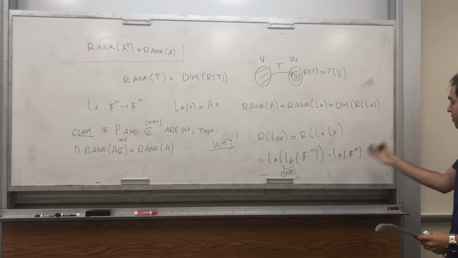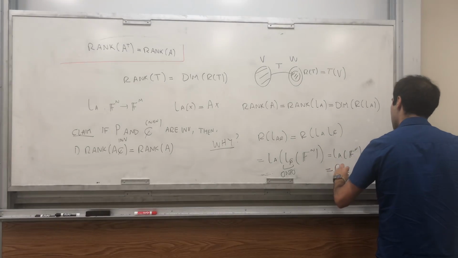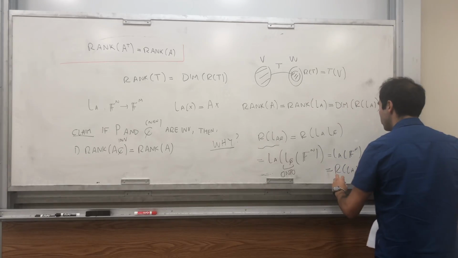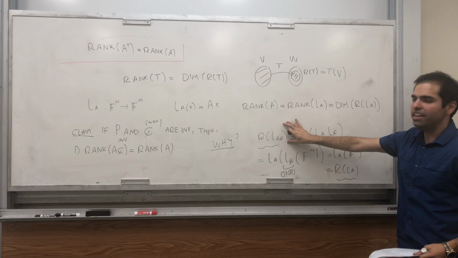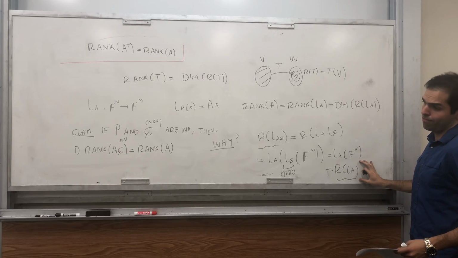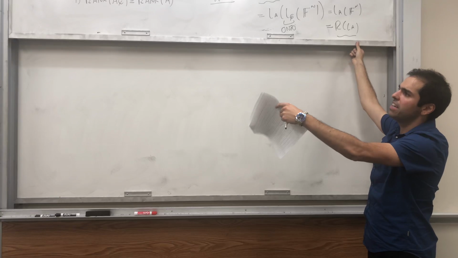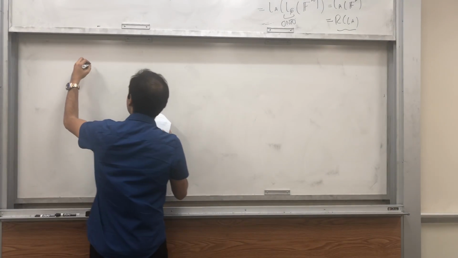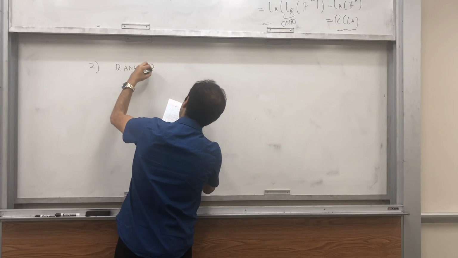But LA of the whole space, that's just the range of LA. So indeed, the range of LAQ equals the range of LA, and then if you just take the dimension, this by definition will be the rank of AQ, and then this by definition will be the rank of A. So if you multiply A by an invertible matrix on the right, you still get that the ranks are preserved. And same thing if you multiply by an invertible matrix on the left.